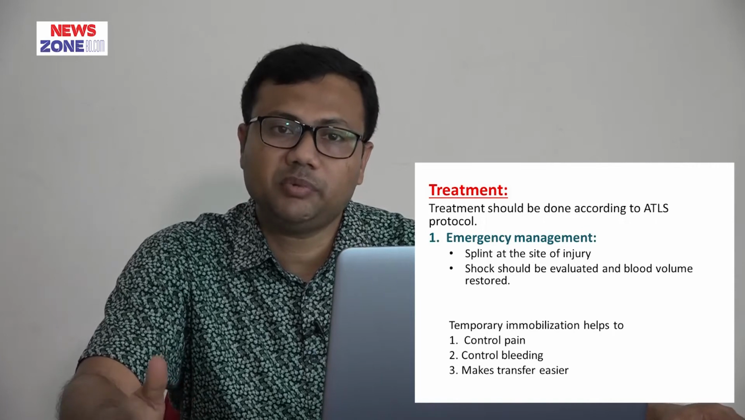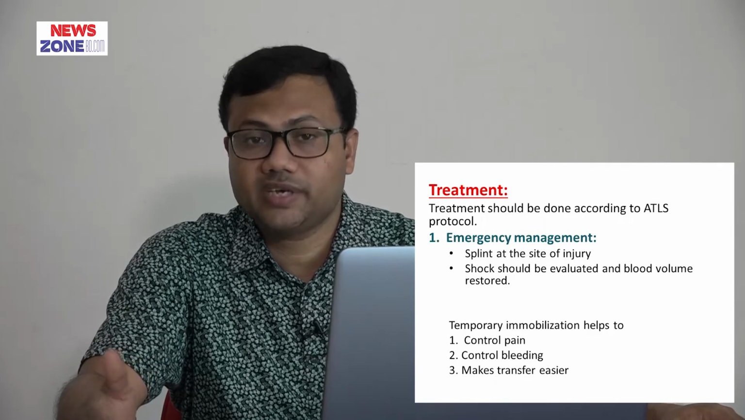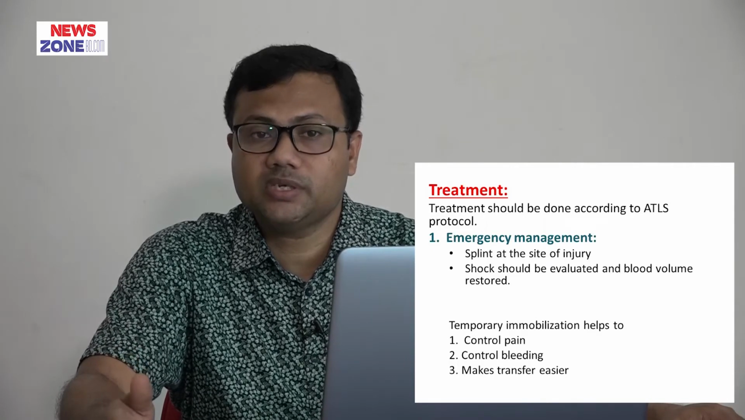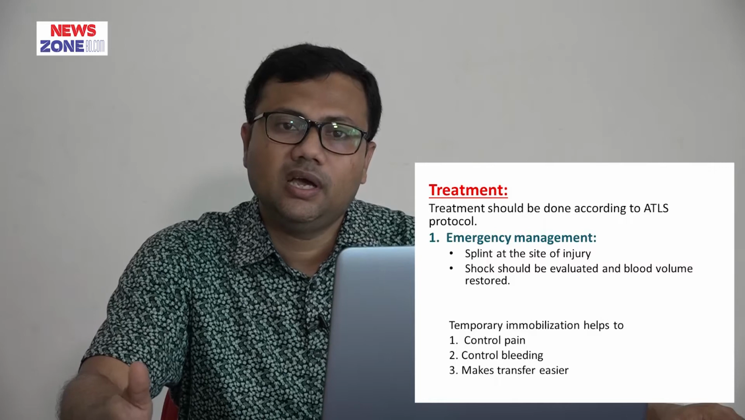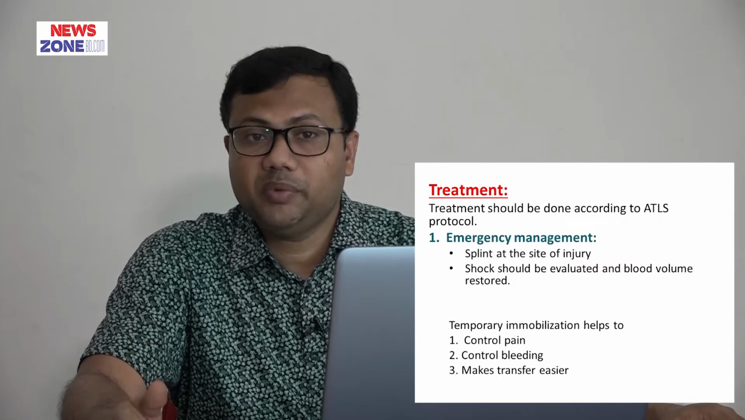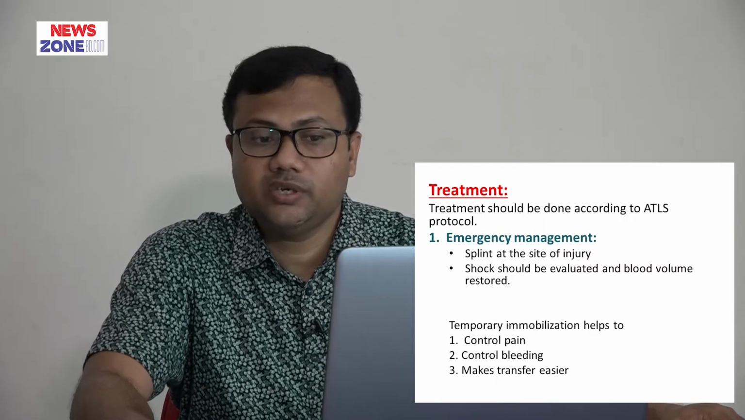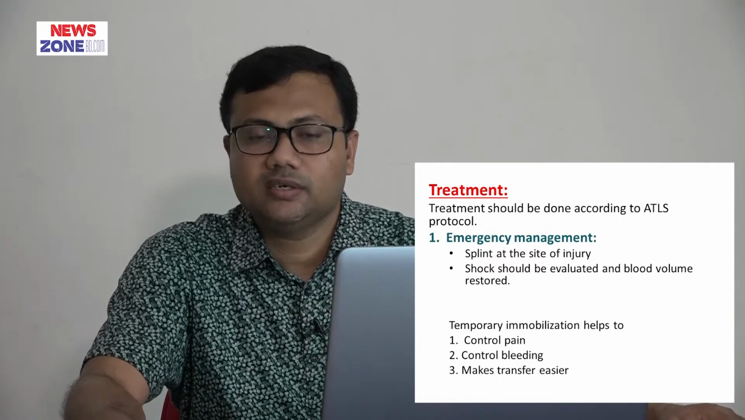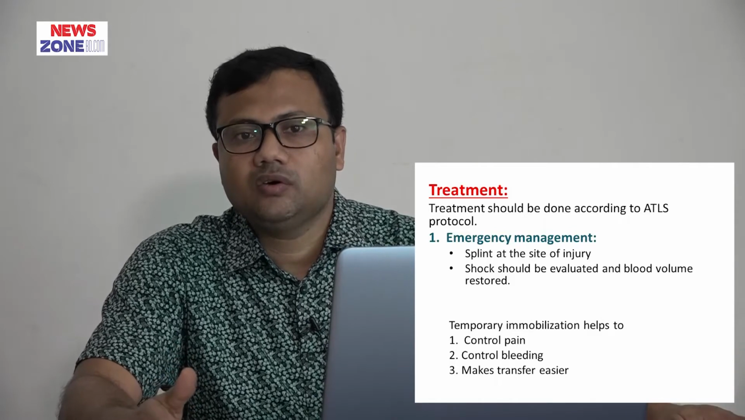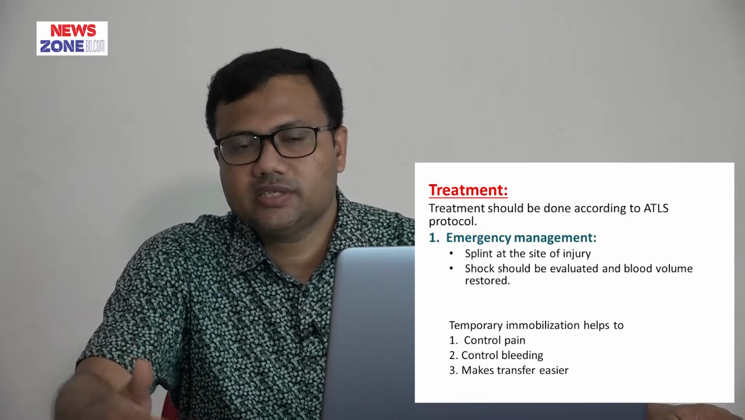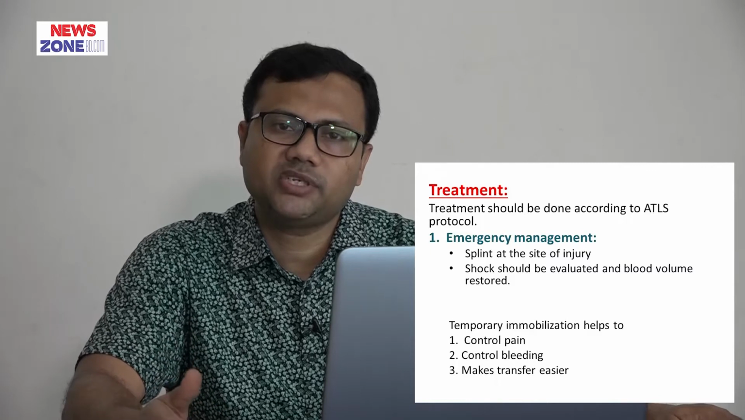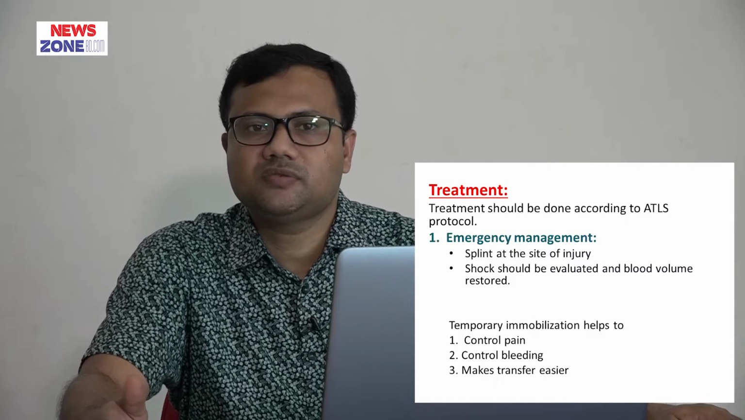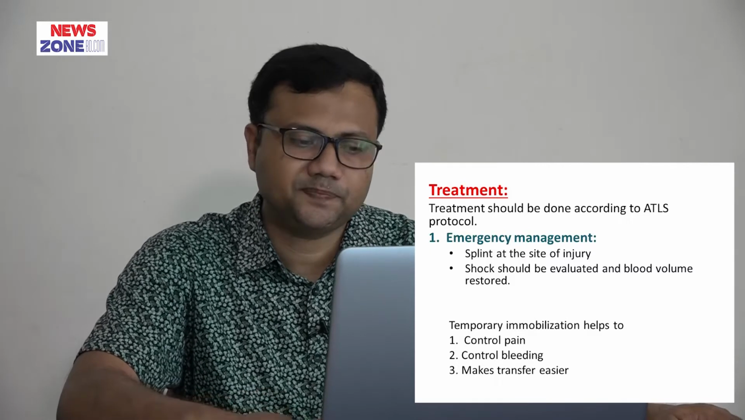For example, a patient's injury occurred due to a road traffic accident and the patient is on the road. If we temporarily immobilize the patient by splint, what will be the benefits we will get? Pain will be reduced, bleeding will be controlled to some extent, and we can transfer the patient from the road to the hospital easily or with less discomfort, and this will help us for the better management of the patient. Okay.